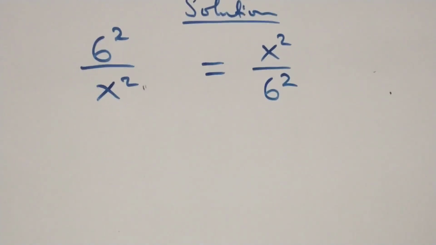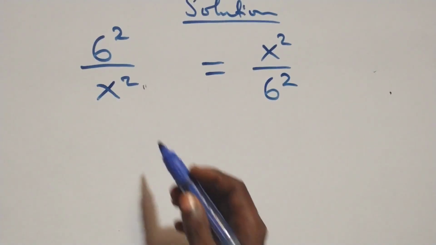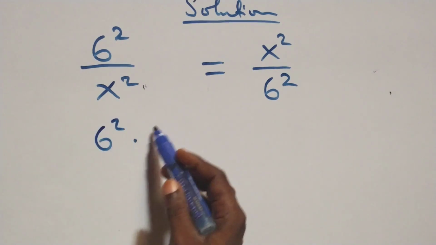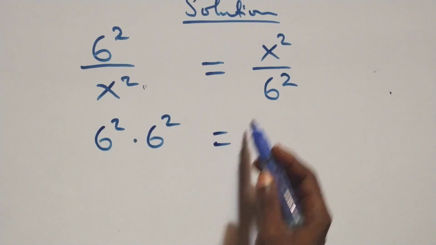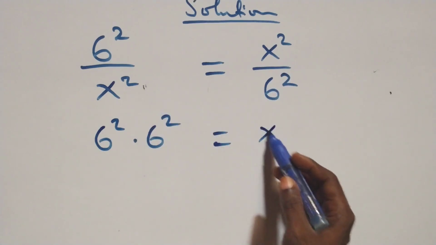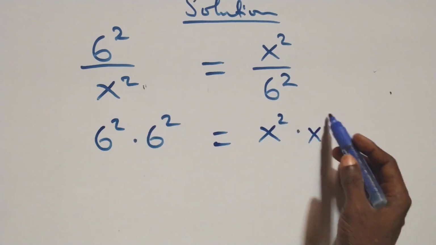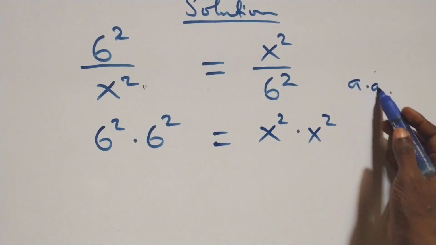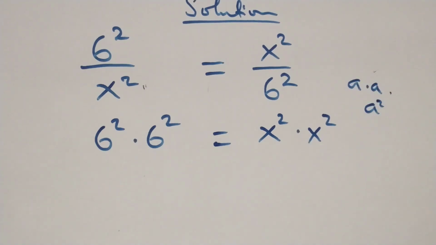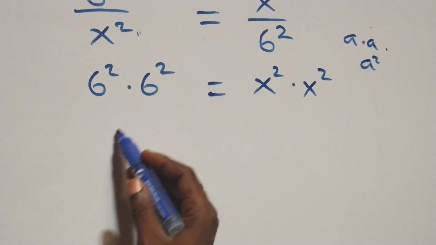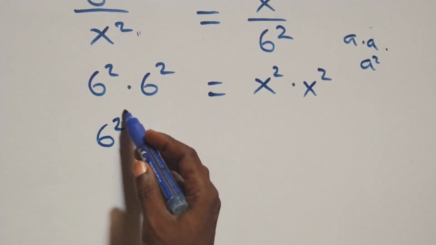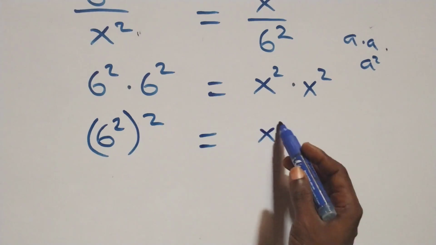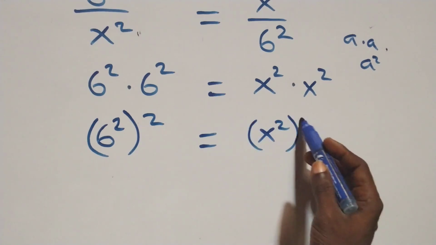The next step here, we cross multiply. That is 6 squared multiplying 6 squared, and also equals to x squared times x squared. Then next step here, we can also write this. Same thing multiplying, when we have a times a, this is the same thing as a squared. Then also here we can write this as 6 squared all squared, that equals to also x squared all squared.